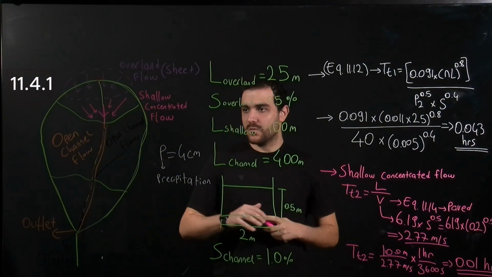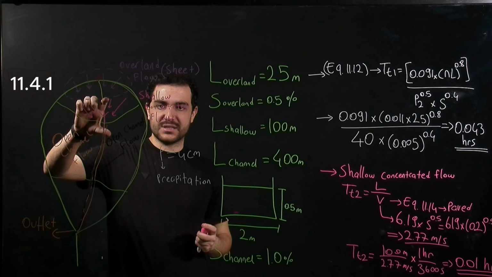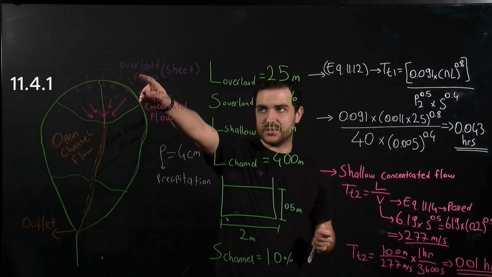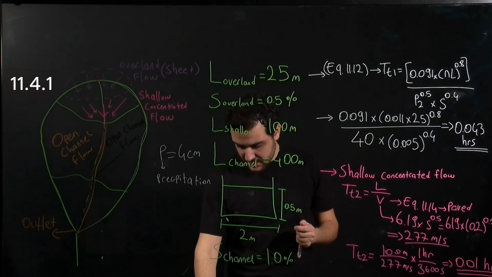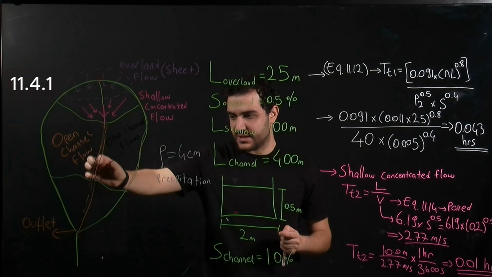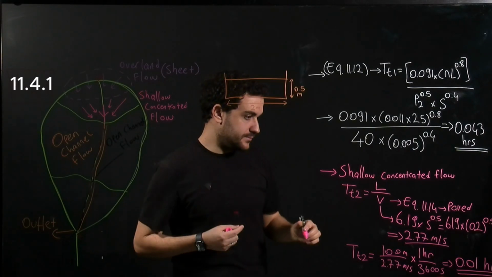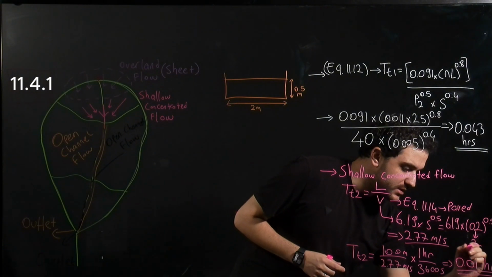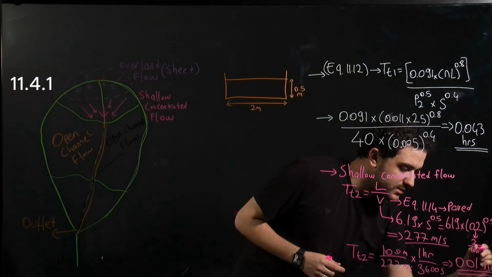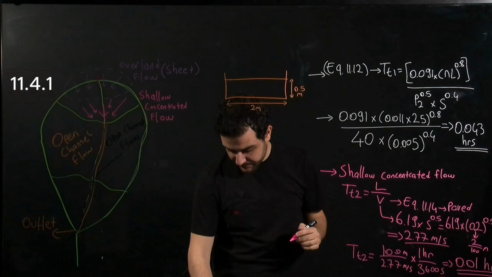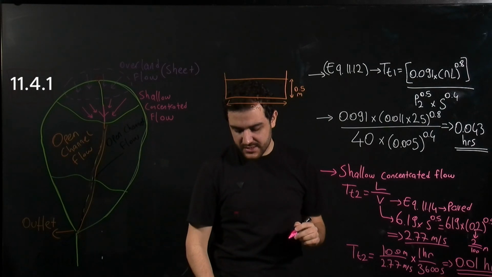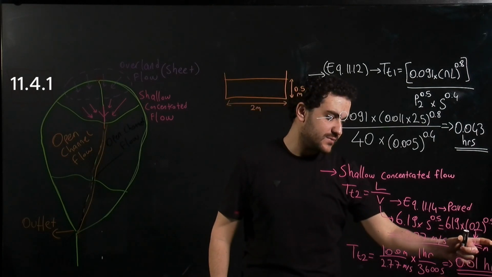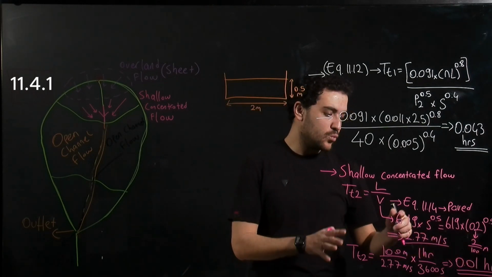Okay, so we calculated the travel time for shallow concentrated flow, and we already calculated the travel time for overland flow. Finally, we need to find the open channel flow travel time. Actually, this is coming from 2 meters over 100 meters, because in the equation it says dropping 2 meters in elevation over 100 meters in length. So this is giving the watercourse slope.